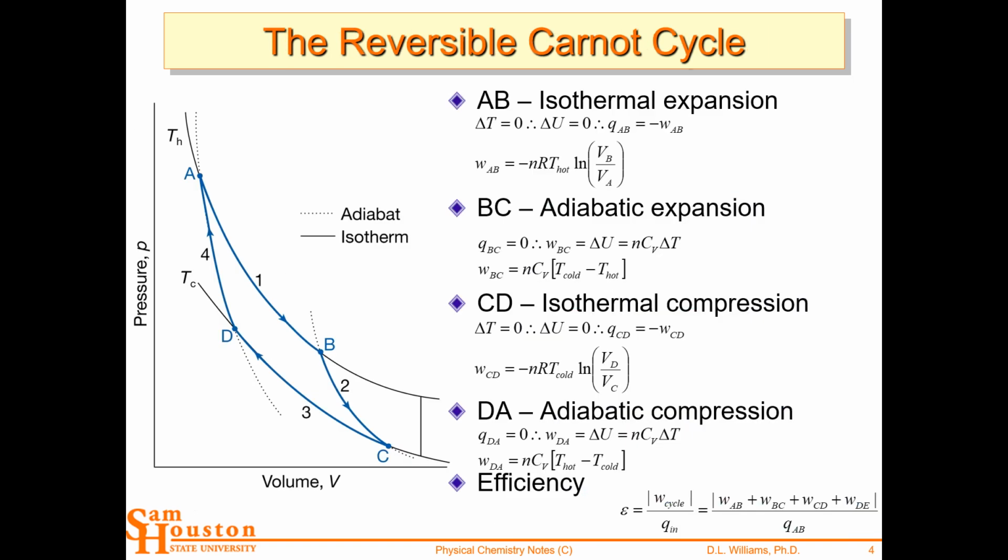From AB, we have an isothermal expansion, and BC is an adiabatic expansion. And then we reset the cycle by doing an isothermal compression. That's CD, and then DA is an adiabatic compression. So we have different work equations and heat equations for the different pieces of the cycle.